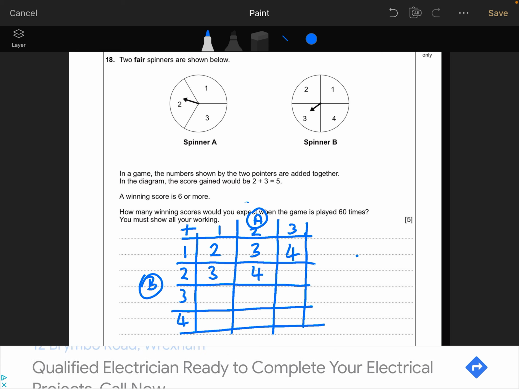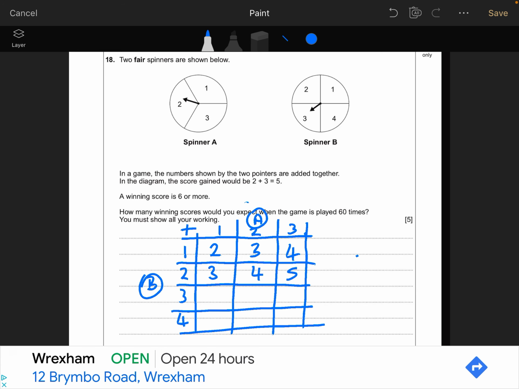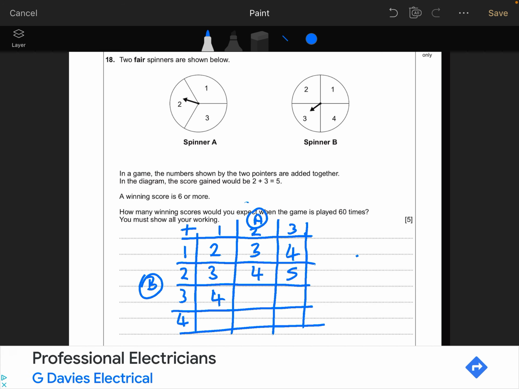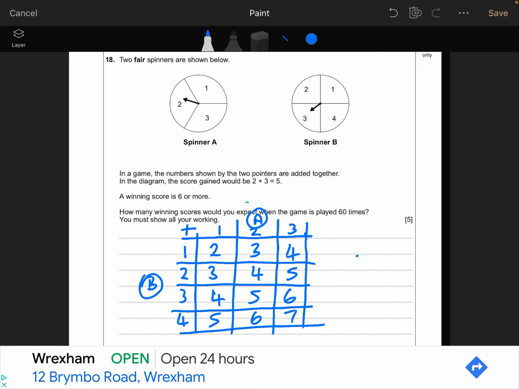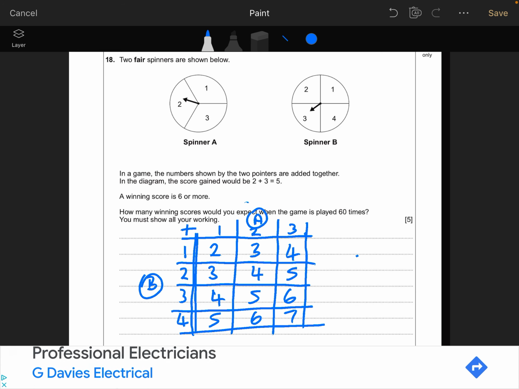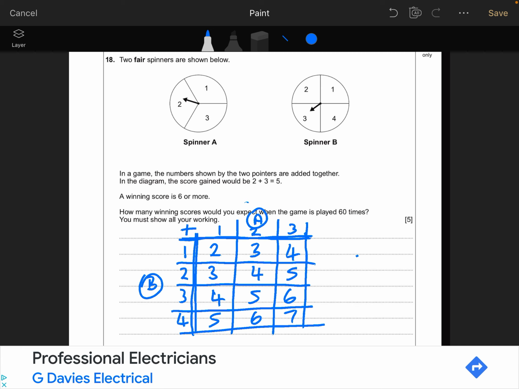2, 3, it's 3, 4, 5, and then it's 1 plus 3 is 4, 5, 6, and 1 plus 4 is 5, 6, 7. Okay, so the ones inside, be careful that you don't include the numbers on the top there, so just make that really distinct. So we've got 12 different possibilities there. Okay, so we've got to work out how many of those are winning scores. The winning score is 6 or more.